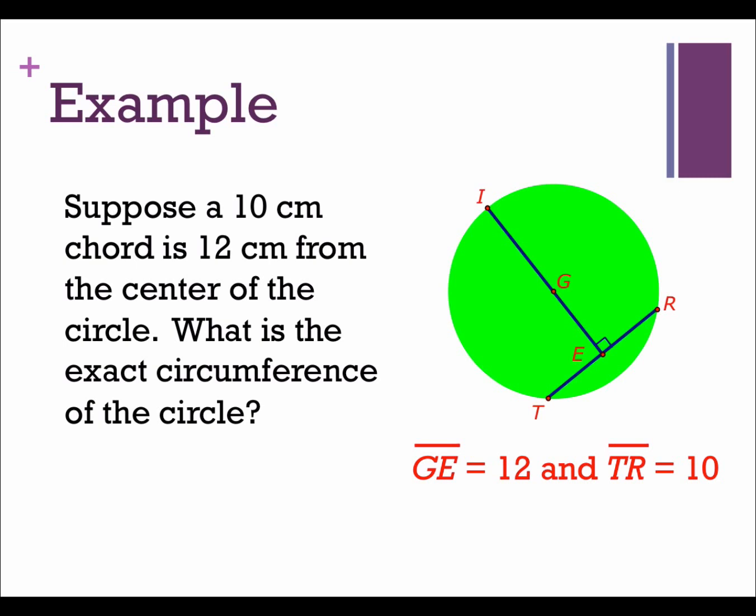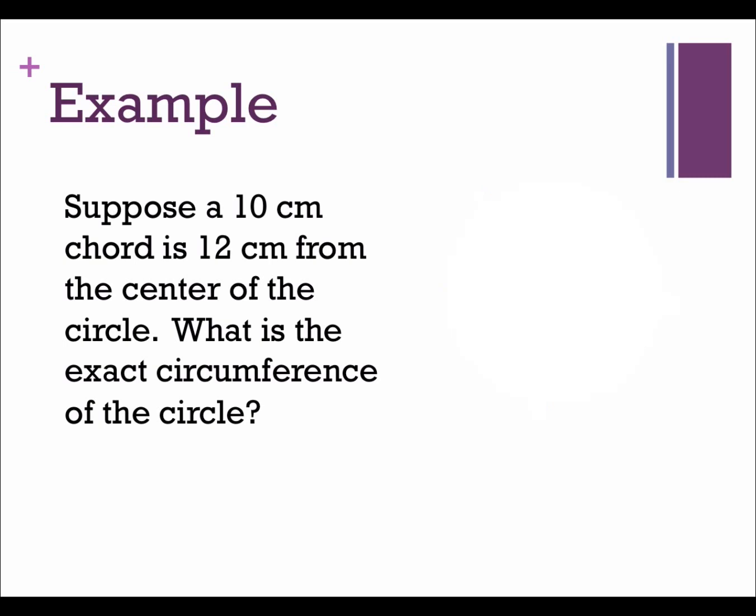This problem is going to be given to you in two different formats. Initially, you could see a problem like this, with no picture. Suppose a 10 centimeter chord is 12 centimeters away from the center of the circle. What is the exact circumference of the circle? That's the harder one.